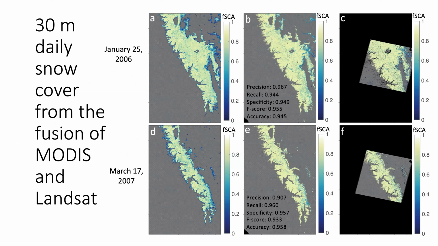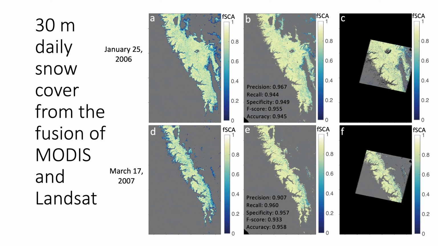Here is a set of the results from two different dates, January 25th in 2006 and March 17th in 2007. 2006 was a very wet year and 2007 was a very dry year. On the left side is the MODIS data at 500 meters. You can see along the edges there are mixed pixels in the blue color. On the right side are 30-meter Landsat scenes. In the center are the results from the random forest model that we trained on 170 Landsat images.